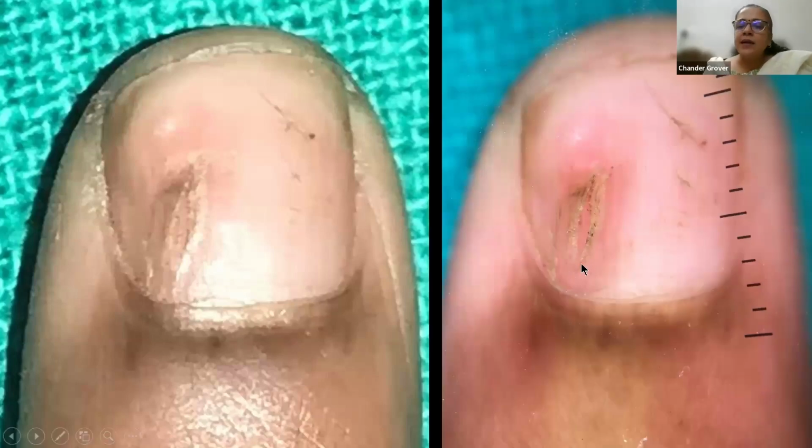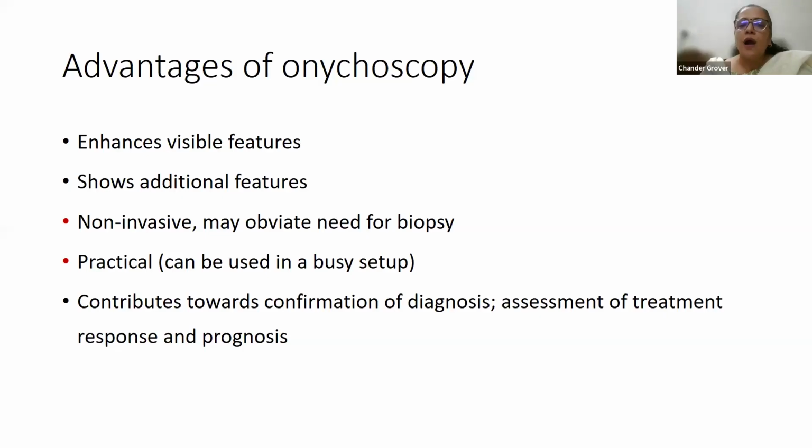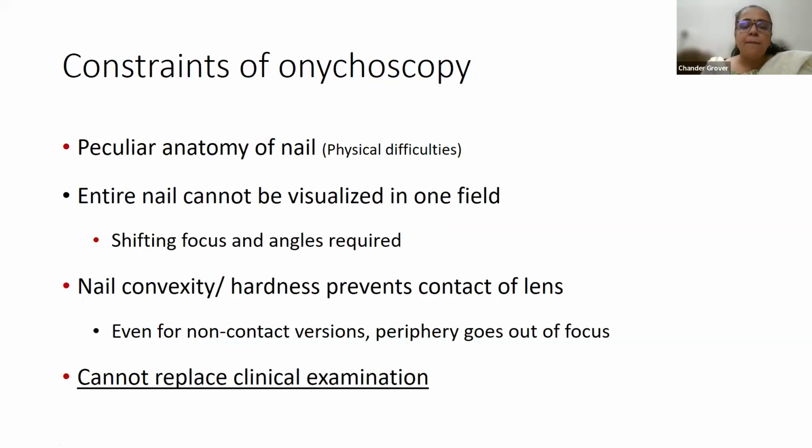So this is the clear-cut elkonyxis, which is seen under the underlying salmon patch. Onychoscopy adds so much to our examination of the nail because it enhances visible features, shows additional features, and is non-invasive. It may help you obviate the need for biopsy. It is practical and contributes towards confirmation of diagnosis, but it cannot replace clinical examination first and foremost.